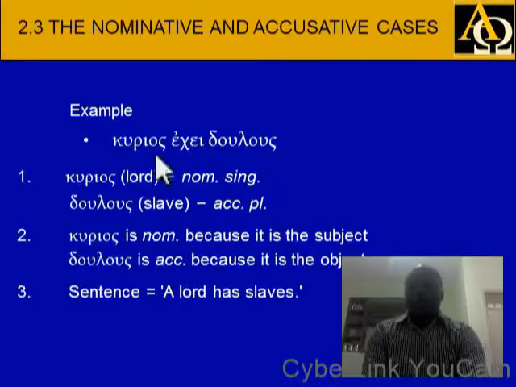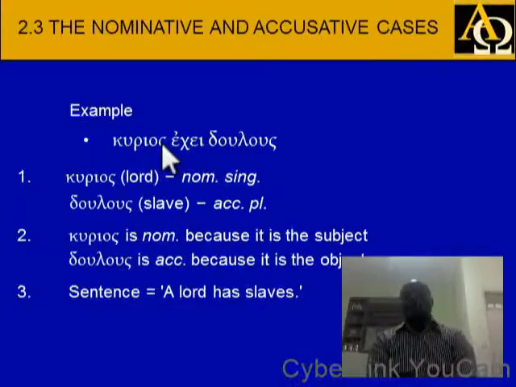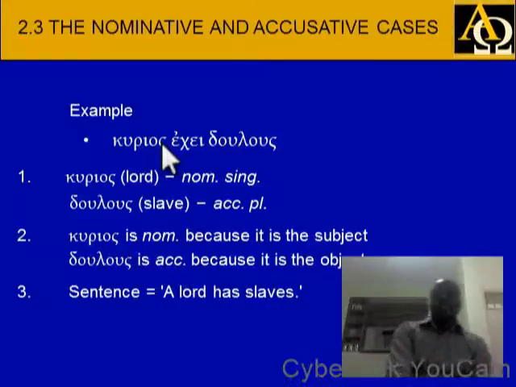We still have our verb. Our verb here is echei, which comes from echo, and we can parse that verb. How do we parse it? Well, we know what the tense is. It's a present tense. We know what the mood is. We know it's indicative. We know what the voice is. We know it's active voice. I'm going to explain that. We know what the number is. It's singular. We know what the dictionary form is. The dictionary form is echo. Now, what is the tense?